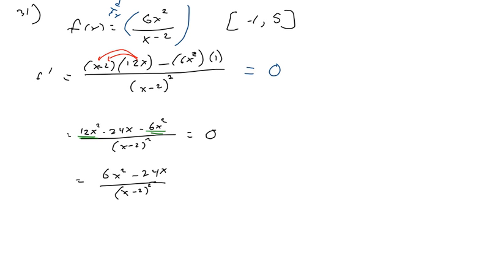Equals 0. Okay. We're doing okay here so far. Now, what are we going to do? Again, I want to solve this equation. What can I do? I got a top part here. Maybe I could do some factoring. 6 and 24 can divide each other. I've got x's here.